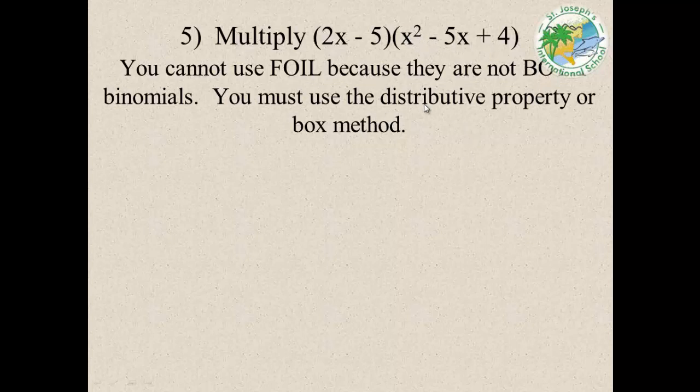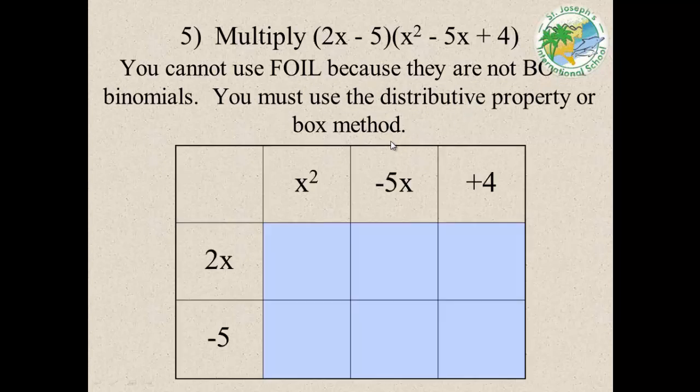You cannot use the FOIL method. You must use the distributive property or box method. Now, I said before we can use a box method for many types of multiplication, meaning binomial times binomial, binomial times trinomial. We can use a box method. Now, write x power 2 minus 5x plus 4 and here 2x minus 5 and multiply.